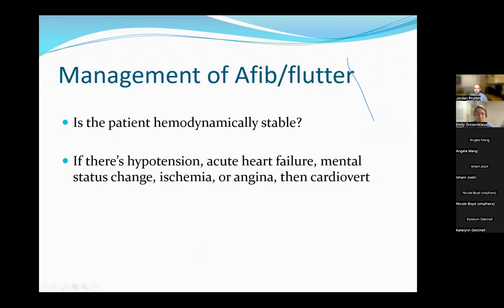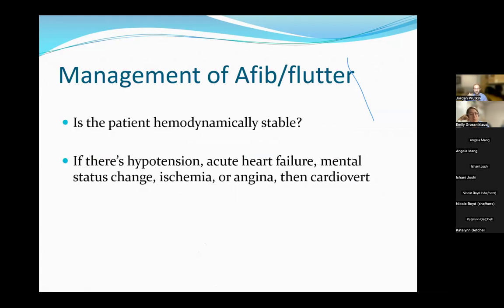So how are you going to manage it? You're called in the middle of the night and this person has gone into AFib or flutter. First question: is the patient hemodynamically stable? So what's their blood pressure? And then how are they feeling? Are they having heart failure symptoms? Are they starting to develop pulmonary edema? Are they starting to develop mental status changes? Is there suggestion of ischemia because they're having chest pain or angina?